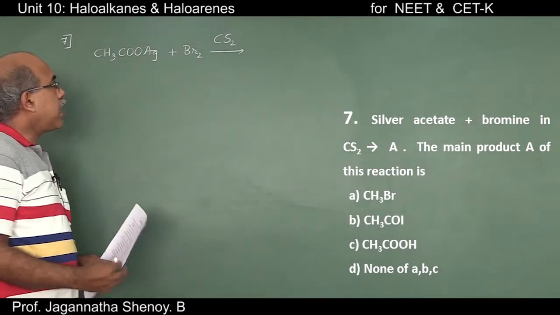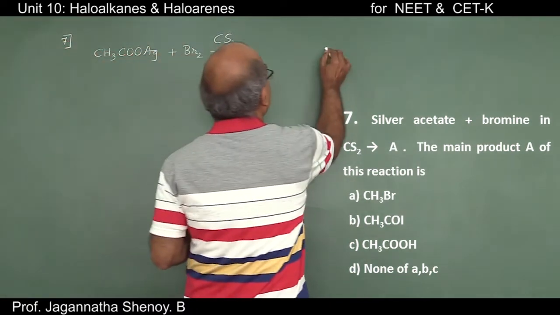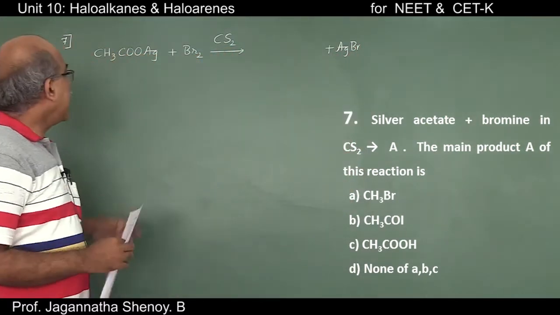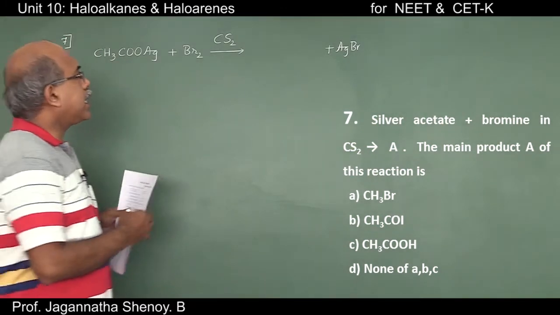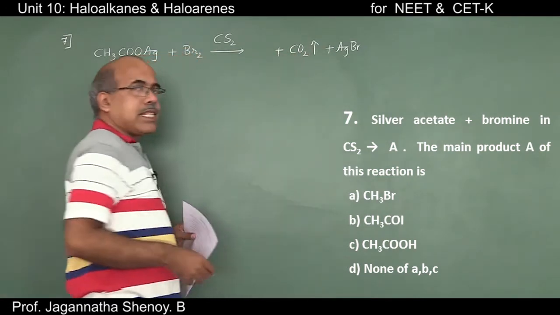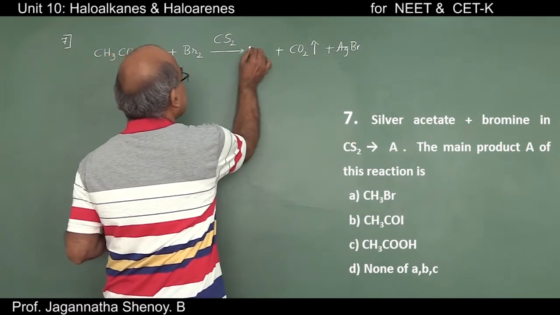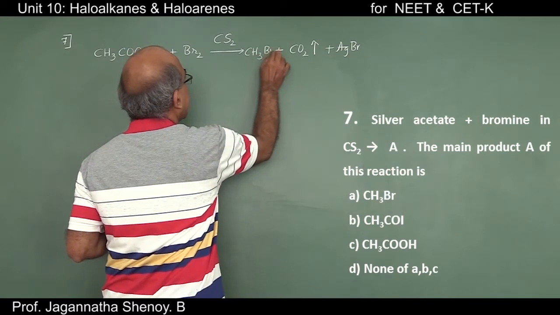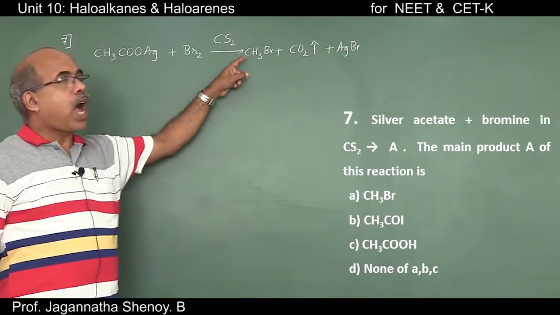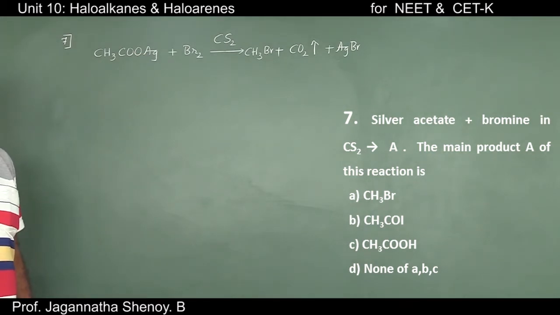In what way does the reaction take place? You have silver here, one bromine goes with it. So one product I am going to get is AgBr. Then we have carbon dioxide that gets eliminated in this reaction. And what else am I left with? Here CH3, here one bromine. What I get is methyl bromide, CH3Br. This is one of the methods of preparing alkyl bromide starting from the silver salt of a carboxylic acid.